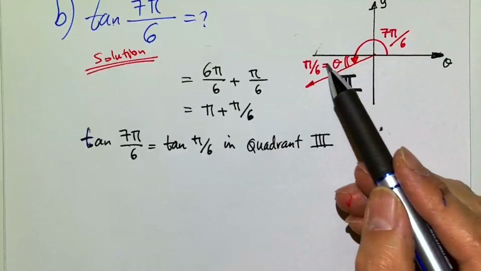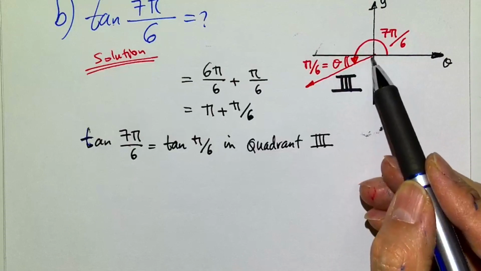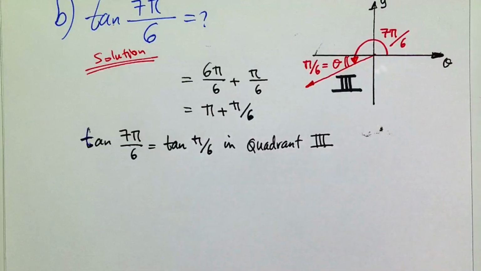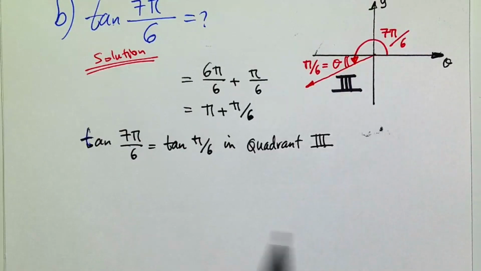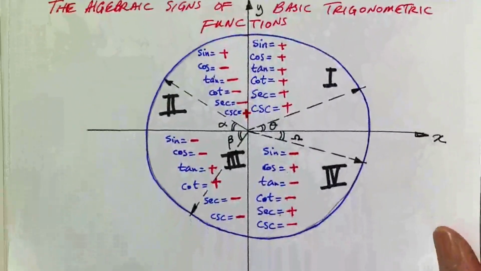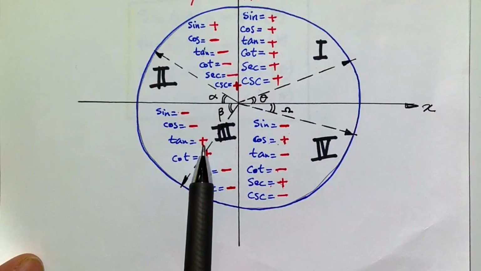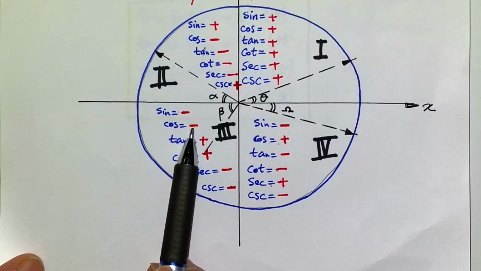That determines the sign. In the third quadrant, the sine and cosine are both negative. The tangent is the ratio of sine divided by cosine, so negative divided by negative, tangent is positive in the third quadrant. If you have any doubts, let me bring this circle back. In the third quadrant, the tangent function is positive, because negative divided by another negative gives positive.